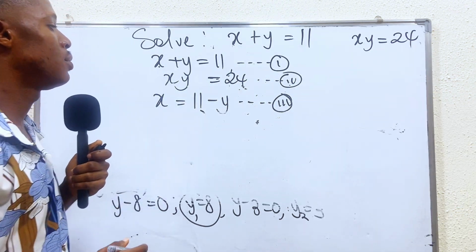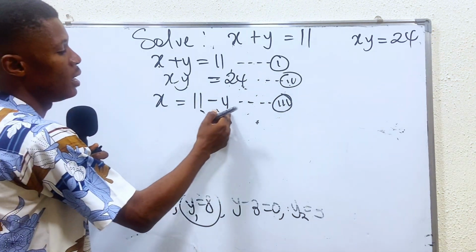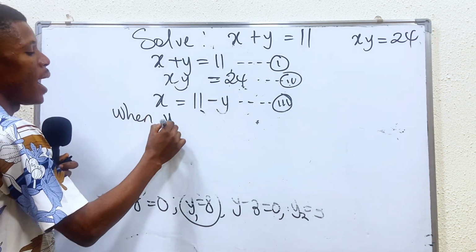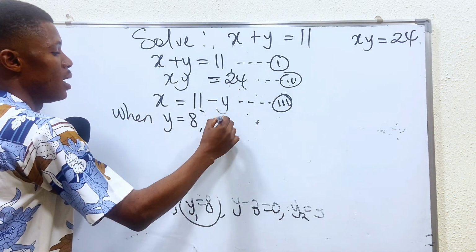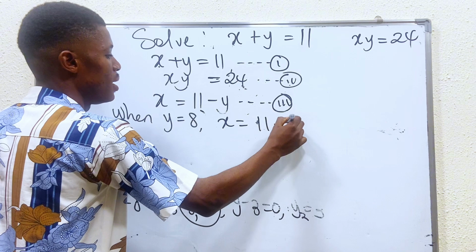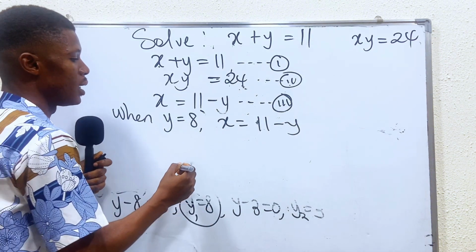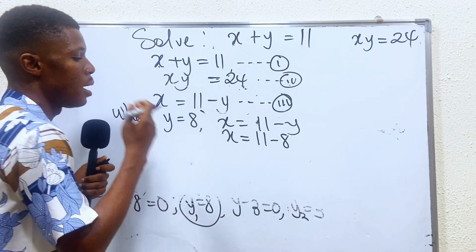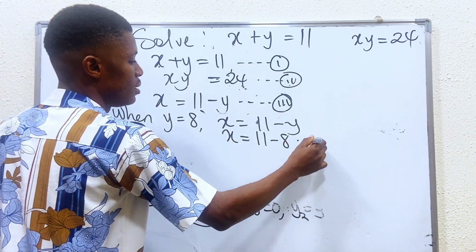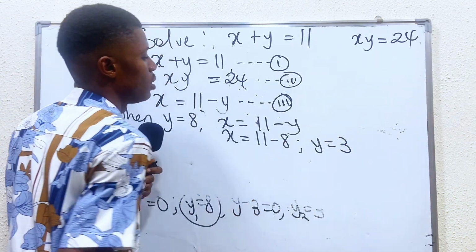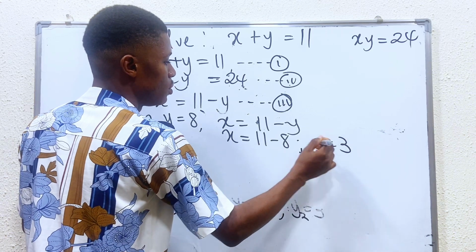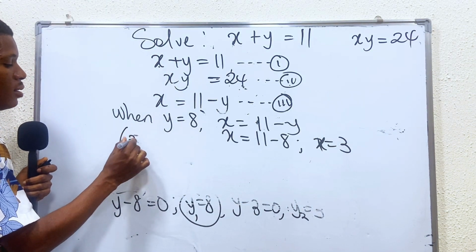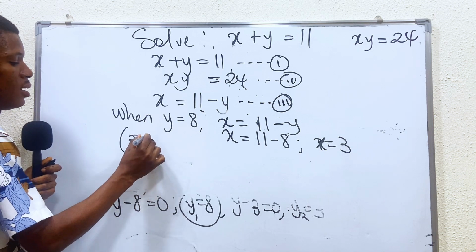Now for x. You remember we defined x to be 11 minus y. So when y is equal to 8, you see that x is equal to 11 minus y. So what do we get? You see that x will be equal to 11 minus 8, and 11 minus 8 is 3. That x is equal to 3. So we have it that when x is 3, y is 8.